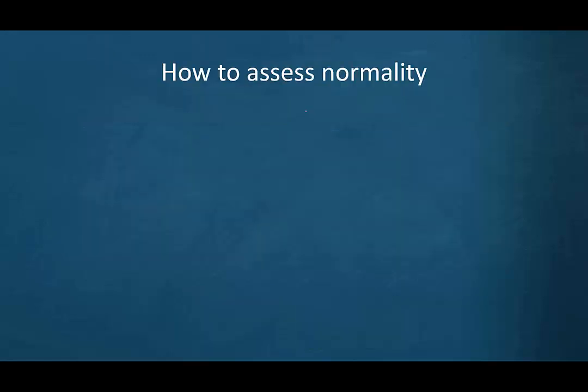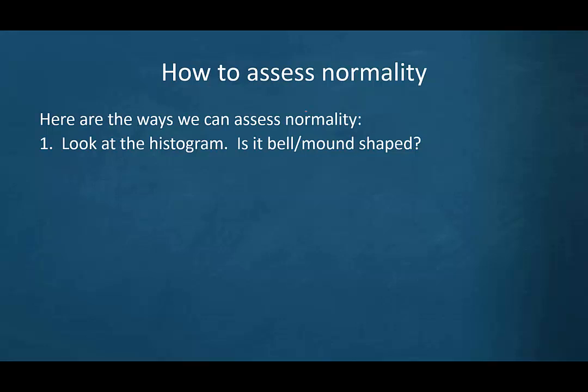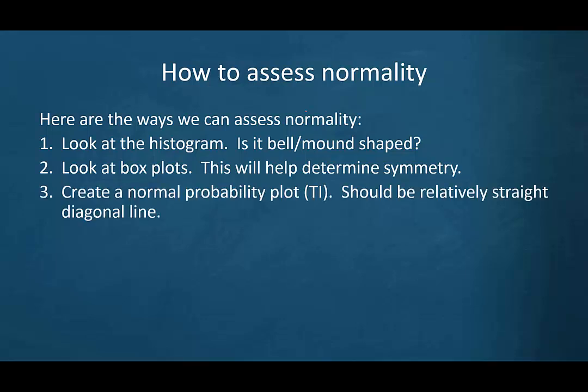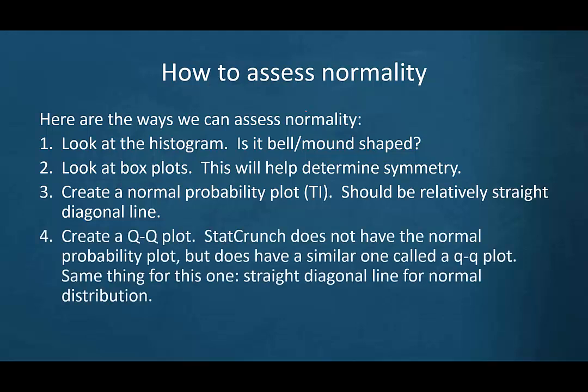So how to assess normality? We summarize the ways here. We can look at the histogram. Is it bell and mound shaped? We can look at dot plots as well, and box plots. This will help us determine any symmetry, and also if the width of the box itself is more than half of the entire width, it again raises an alarm with me that it may have departures from normality. We can create the normal probability plot on the TI. It should be a relatively straight diagonal line. Or if using StatCrunch, it's called a QQ plot. It does roughly the same thing. There are slightly different computations for these, but again, we're looking for a straight diagonal line.